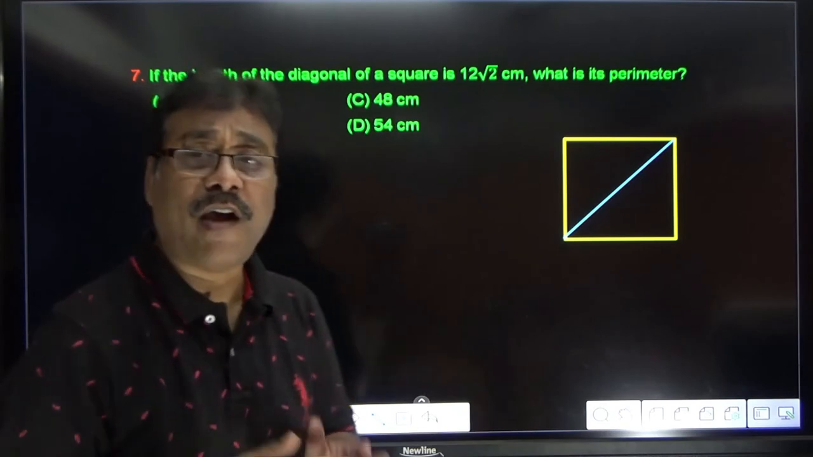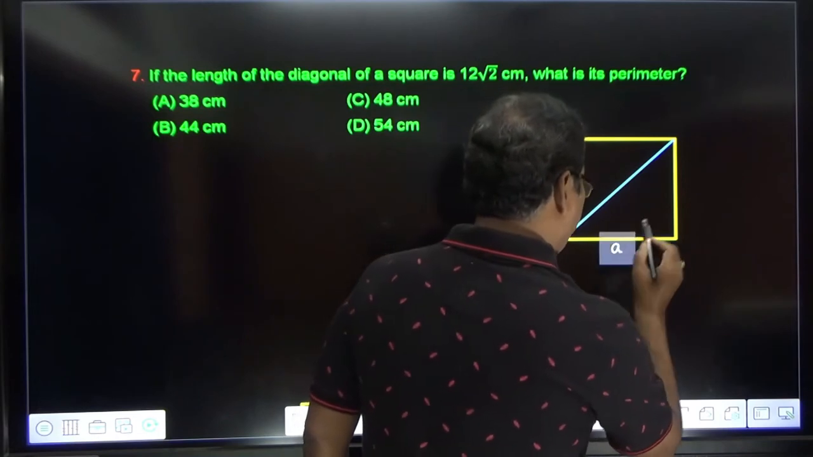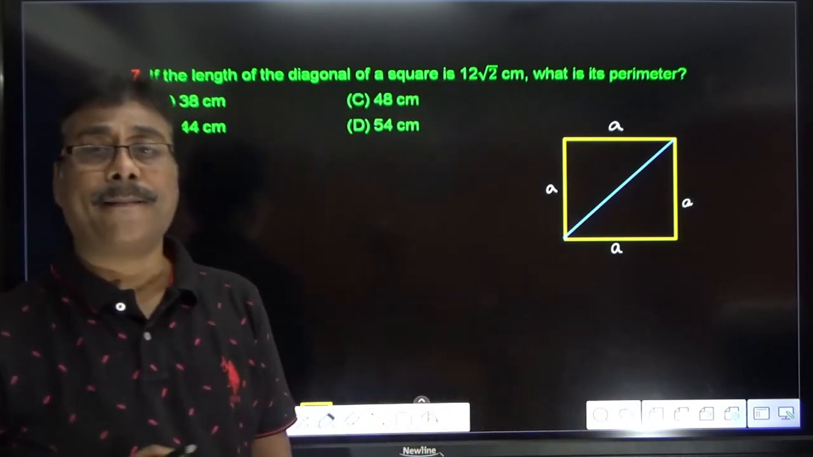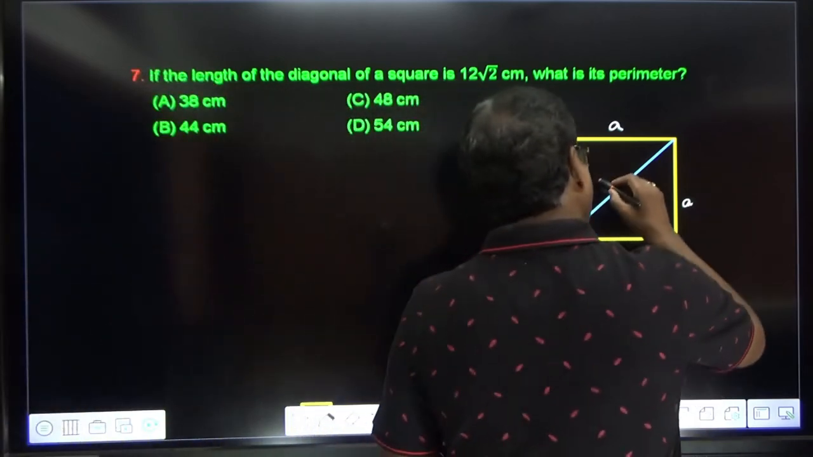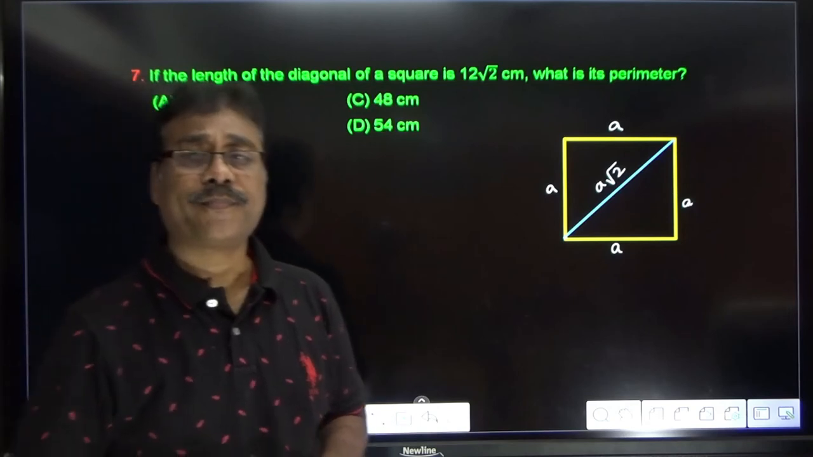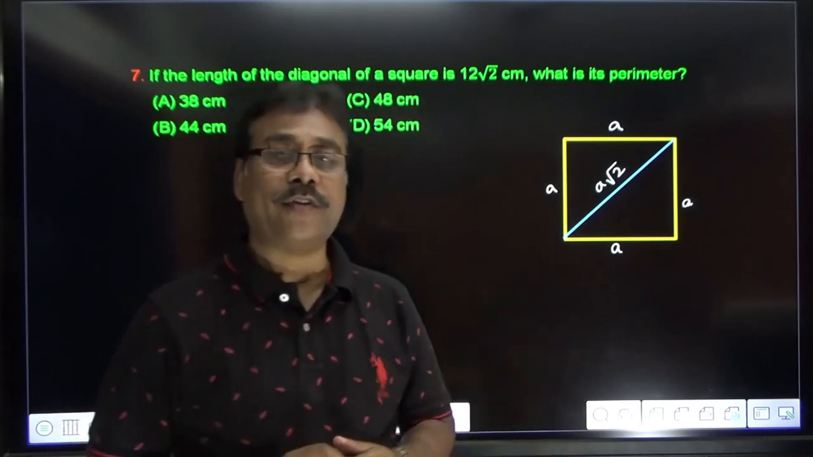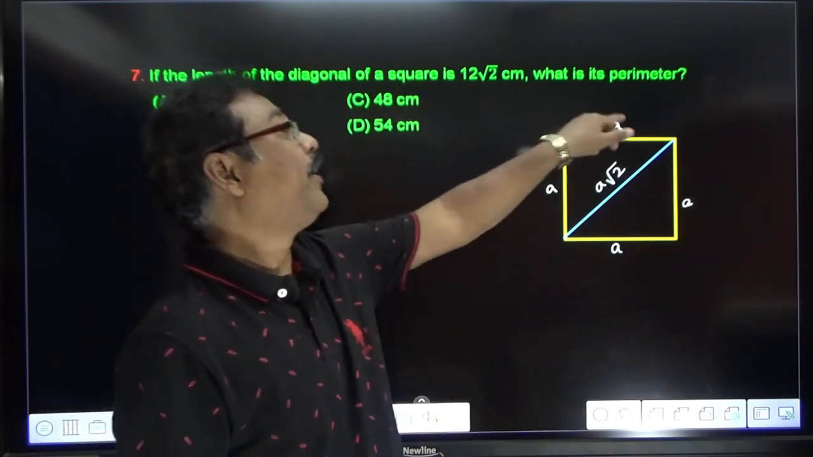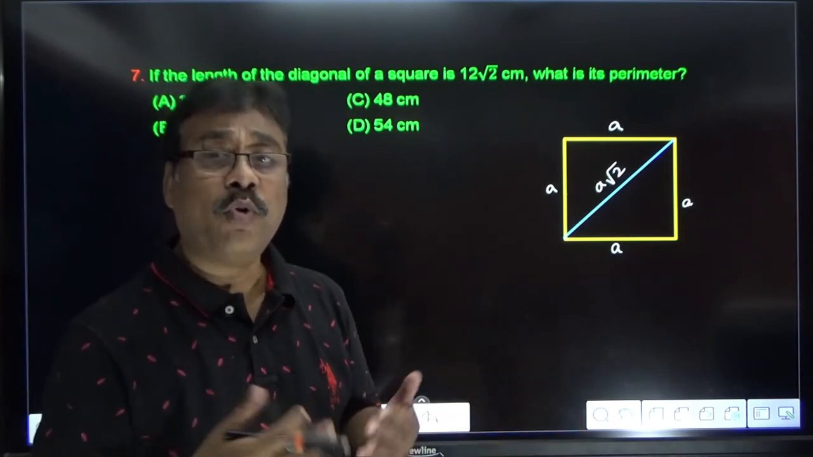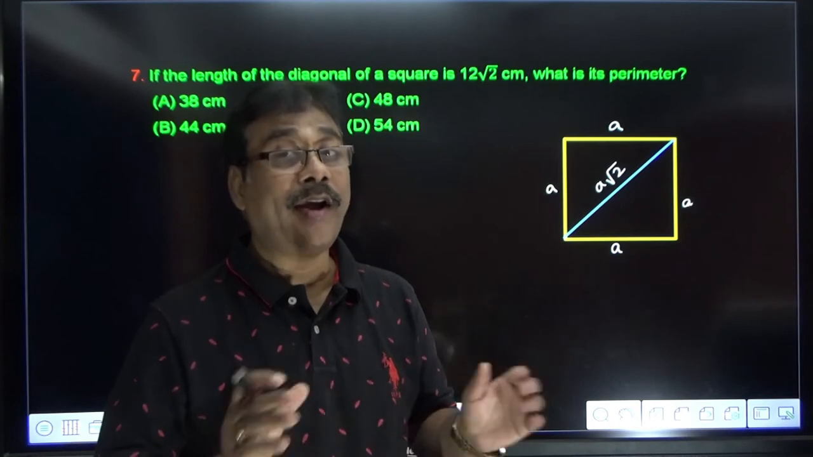And the question is how to find its length? Let me give you the formula. If A is the side of the square, then its diagonal length formula is A into root 2. You can remember this one. Clear now, all of you? Now let's analyze the question. What is asked? Its perimeter. Because it is a square, the perimeter must be 4A, 4 into A.